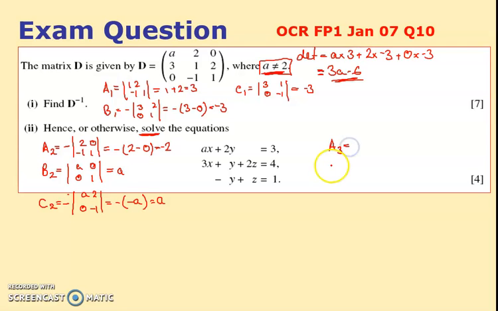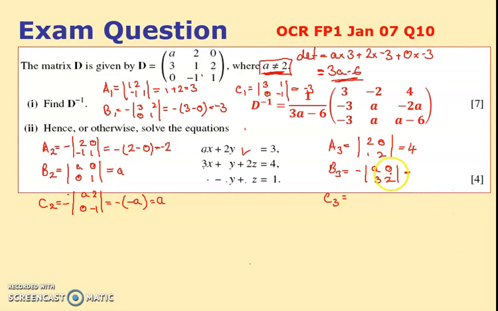Over here I'll do A3, B3, and C3. A3 is a positive, so it is 2, 0, 1, 2, which is 4 minus nothing. This is a negative, and I've got a, 0 and 3, 2. So what does that give me? That gives me 2a minus nothing. Okay, and then C3. What does C3 give me? That gives me a, 2 and 3, 1, which gives me a minus 6.